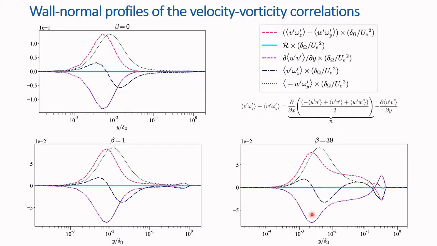The other important thing to note is that the Reynolds stress gradient in the strong adverse pressure gradient case has an outer peak, and its dominant contribution comes from V omega z out of these two velocity vorticity correlations.